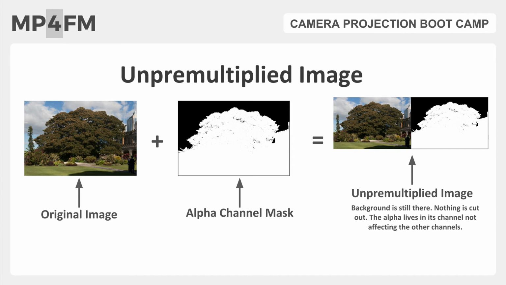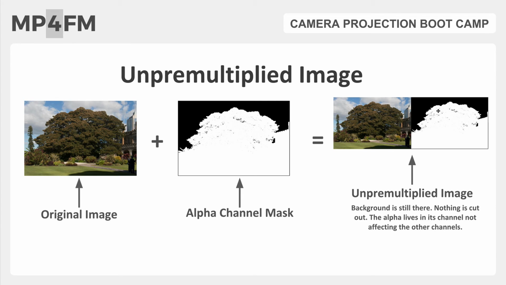So next on our list is the unpremultiplied image. That's where you have your original image, and you have a separate alpha channel, or a black and white grayscale image that's saved into the alpha channel spot in your file. And then when you save it out, this is the image that you have. You have the full image, and it looks like your original image. And if you were to look into the file, or have a way of looking at the file's alpha channel, then you would see this.